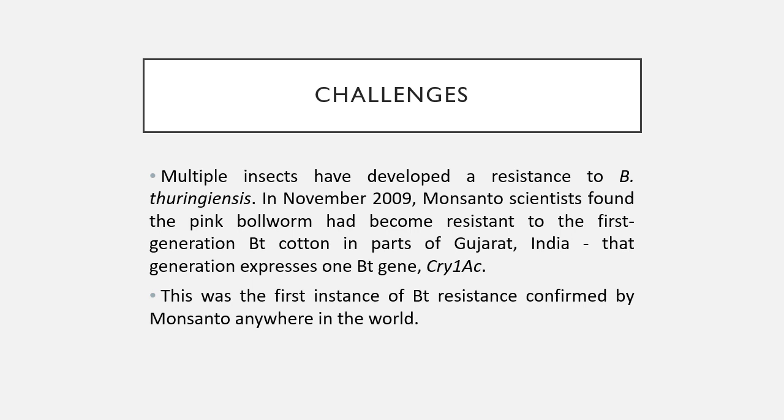Multiple insects have developed resistance to Bacillus thuringiensis. In a study in November 2009, Monsanto scientists found the pink bollworm had become resistant to the first generation Bt cotton in parts of Gujarat, in India. That generation expresses one Bt gene, Cry1Ac. This was the first instance of Bt resistance confirmed by Monsanto anywhere in the world.